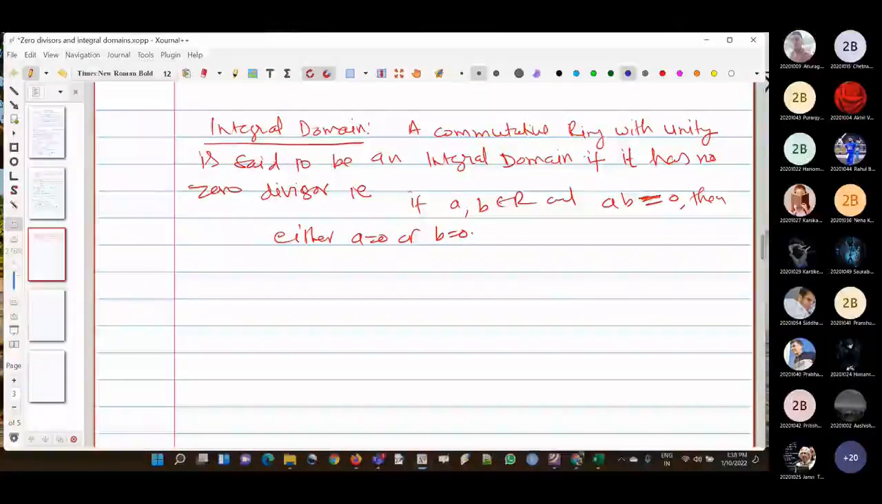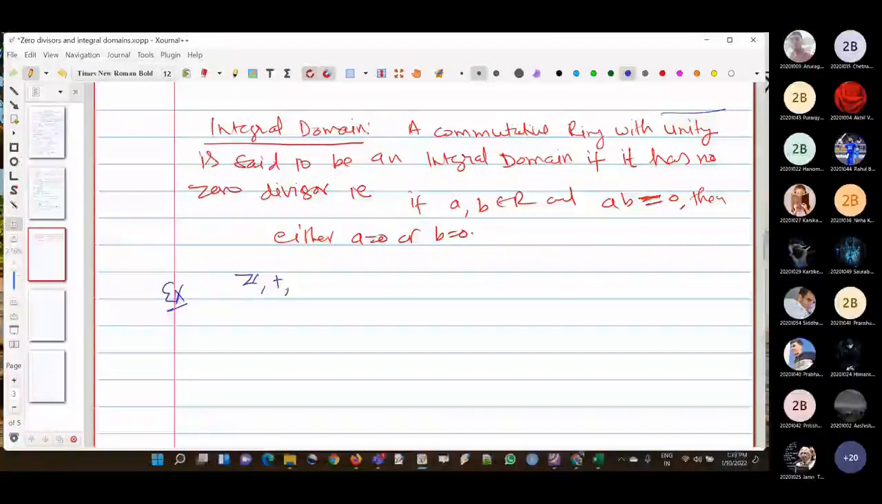Commutativity came in when we were talking about the zero divisor. But another thing we have included is unity. When we talk about a zero divisor, we need to take a commutative ring; unity is not needed. But in an integral domain, we need a ring with commutativity as well as unity. So two things are necessary to consider. Let us take some examples.